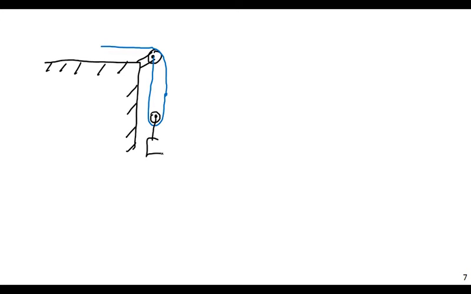This weight will be 300 kilograms, so something in metric for once. And this will connect to a block which has a mass of 100 kilograms.